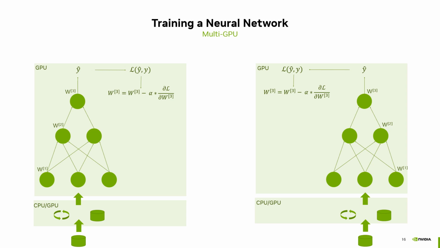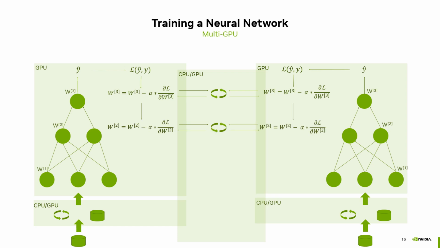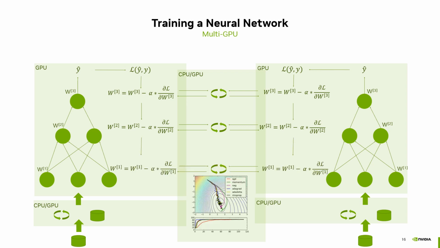Then we backpropagate to the third layer, and here is the second difference in multi-GPU training. Here we average these gradients across all the GPUs, do the same for the second layer, and finally for the first layer. Then we use this average of all the gradients to compute our optimization step and update our weights. And then finally, we just iterate over and over as we just saw before.